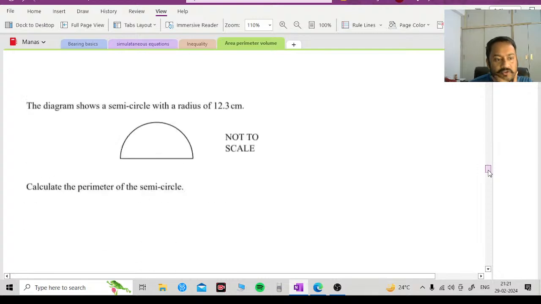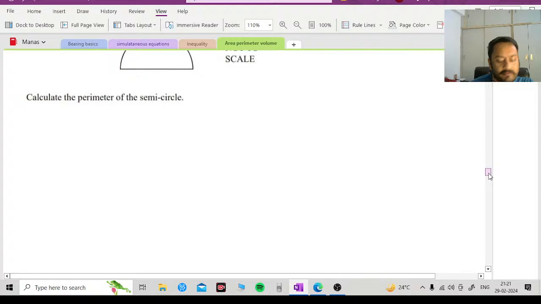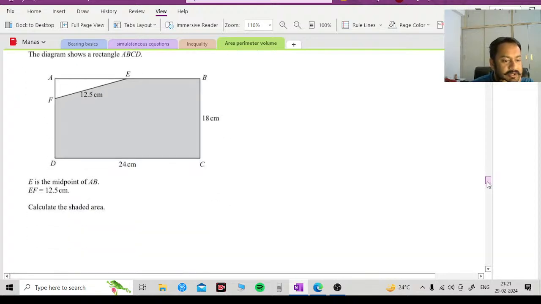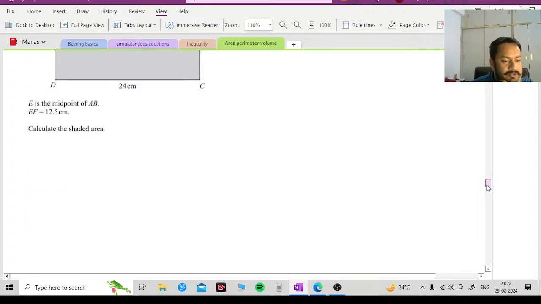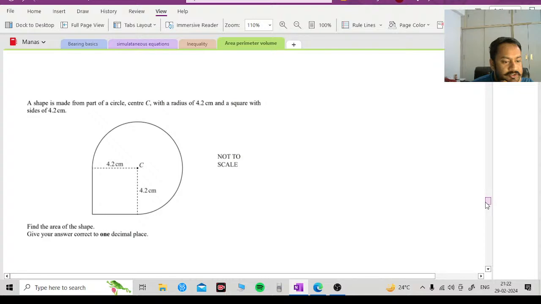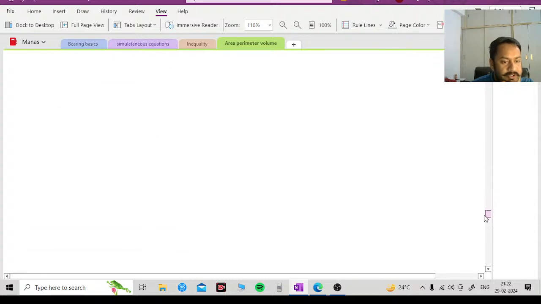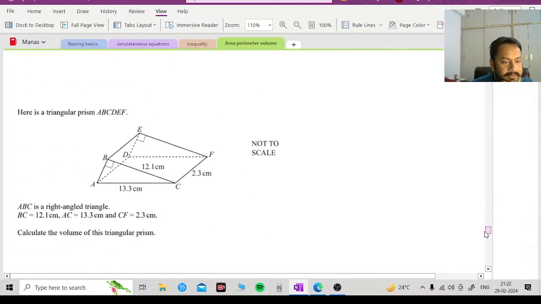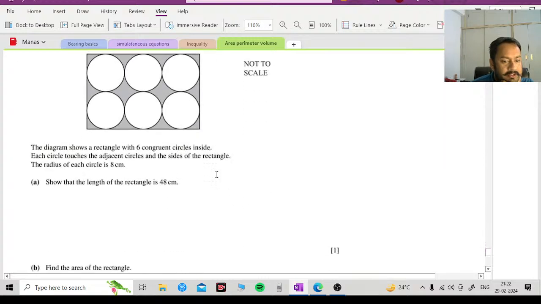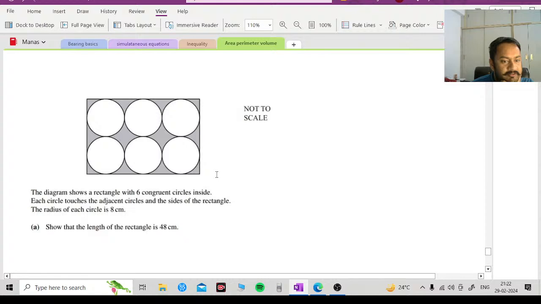So we have multiple questions today. Area and perimeter of a semicircle. Then we'll be finding the area of the shaded region. So after that we have finding the area of the shape which is given to you. Then we'll be finding the volume of the trapezium, and in the last part we'll be finding the most difficult one from the IGCSE book. So this is basically based on IGCSE topic.